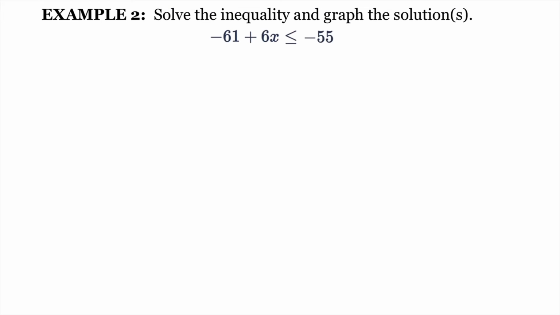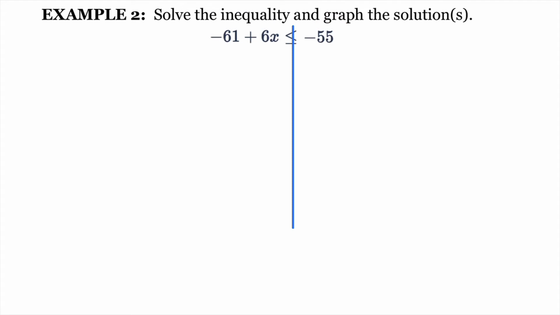So let's look at example number 2. So we go through our steps. Distributive property. Nope, don't need it. Combine like terms. We don't have anything that's like on the same side. On the left, I have an x. On the left, I have a -61 and a +6x. Those aren't like terms. And on the right, I just have a -55. Okay, so the x's are already together.